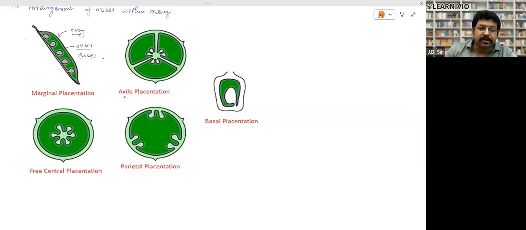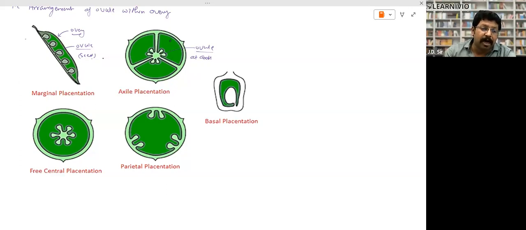Then axial placentation. You must have cut lady finger and you must have seen this kind of structure. The same kind of structure you must have seen in capsicum, right? So this is the axial, in cucumber the same kind of structure. So this is axial placentation. What will happen in axial placentation? The ovule will be at the axis, right? So that is called axial placentation.